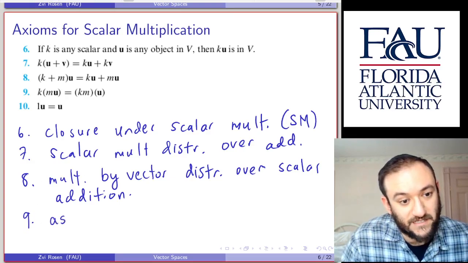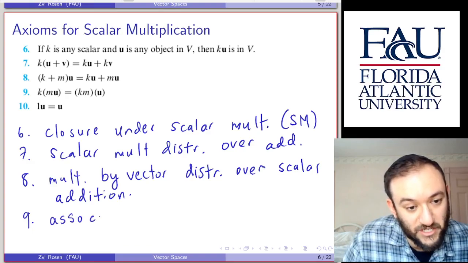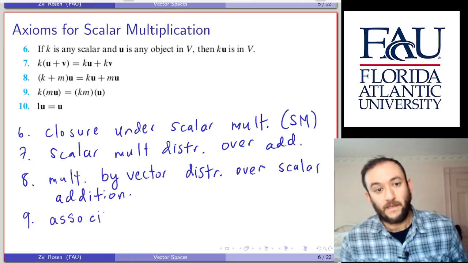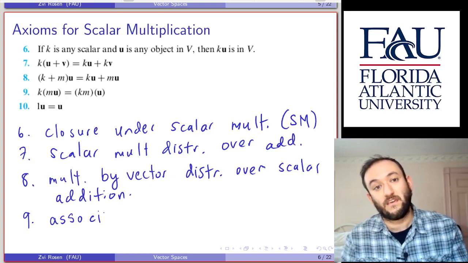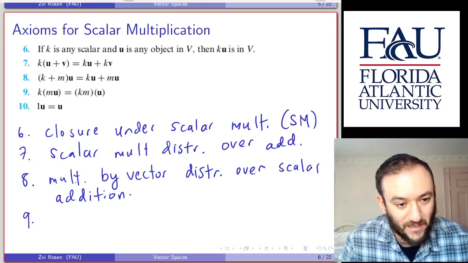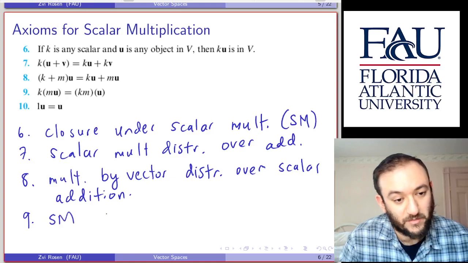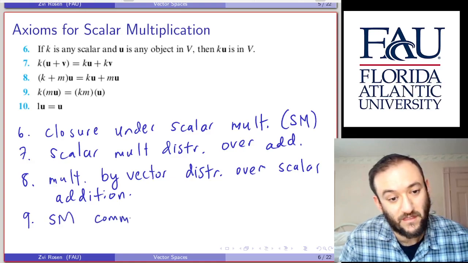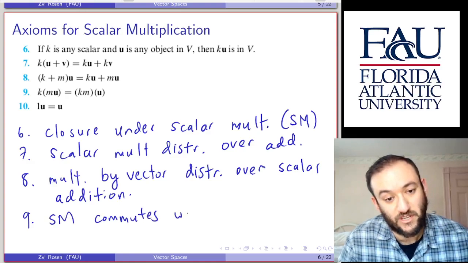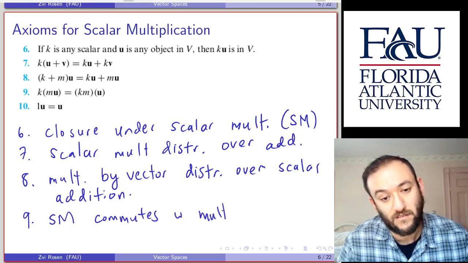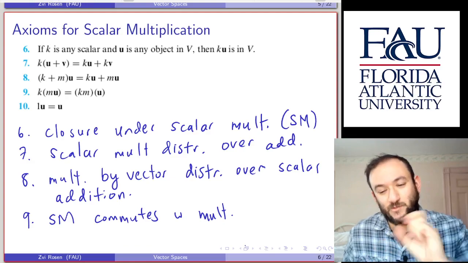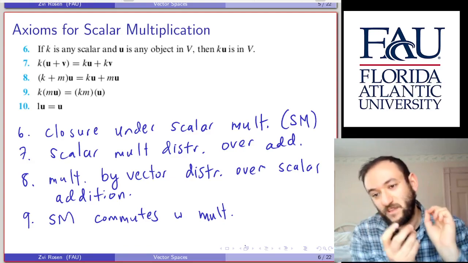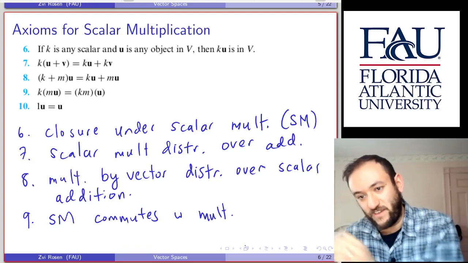9, this is that scalar multiplication is associative, so it doesn't matter if I multiply scalars first, or if I multiply, well, you know what, that's probably more like scalar multiplication commutes with multiplication of scalars. And when I say scalar multiplication, I mean scalar multiplication by a vector commutes with multiplication of scalars. So it doesn't matter if I multiply the scalars first or multiply by the vector first.